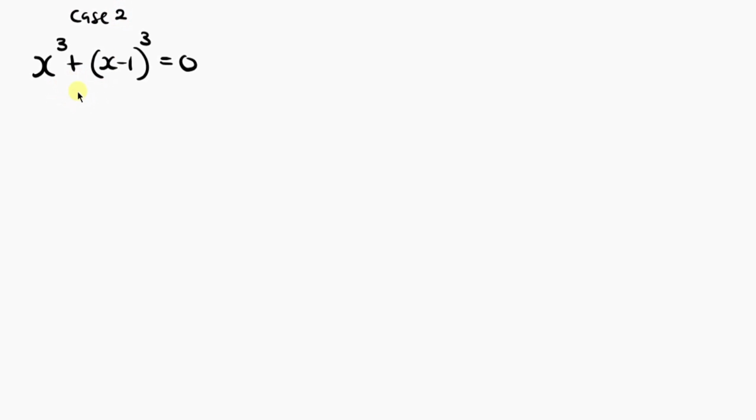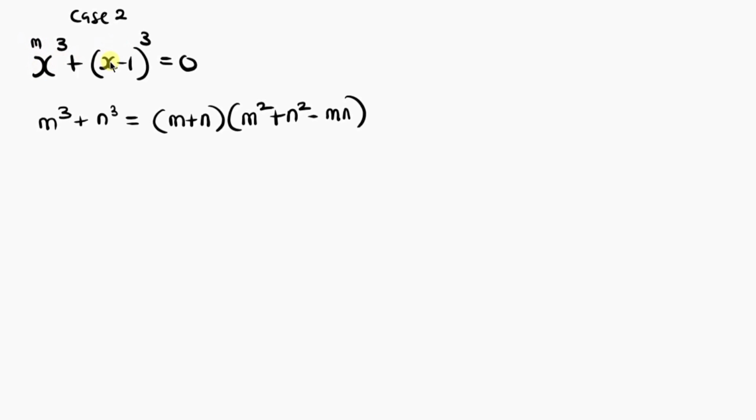So now watch. This is like writing m to power 3 plus n to power 3. And m to power 3 plus n to power 3 is a sum of two cubes, which can be expressed as: open a bracket, write m plus n. Now open another bracket and write m squared plus n squared minus mn. You can see that the only difference between this and that is not that much. Now, let's go. That means my m would be this x here, and my n would be x minus 1. That's it. So let's express this sum of two cubes like this.